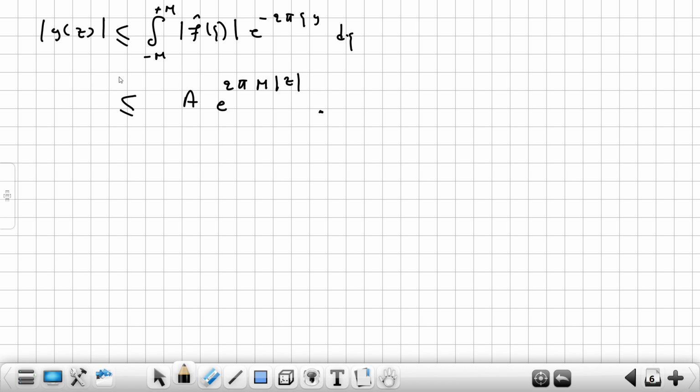Now the converse result requires a little more work. So the proof is done in 3 steps. So first, step 1.